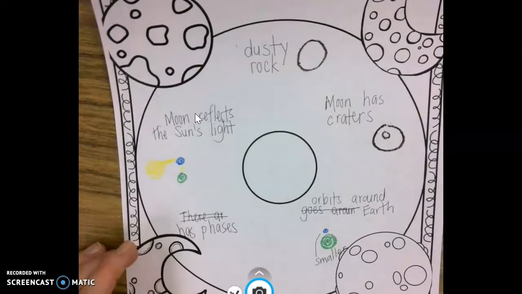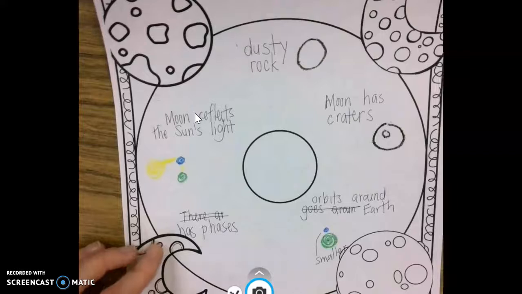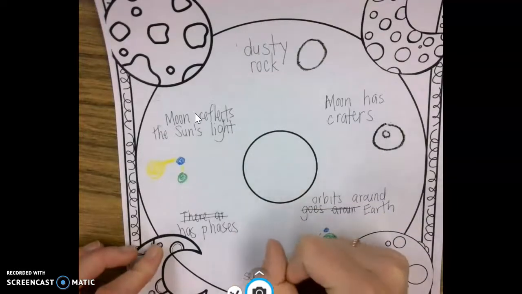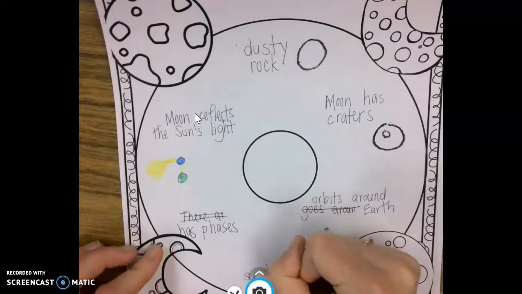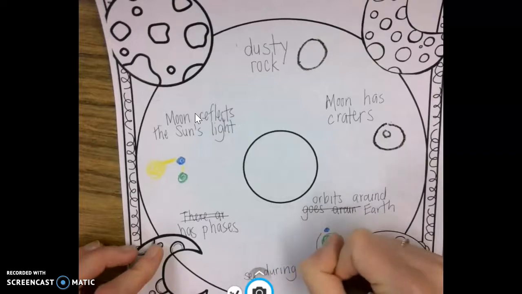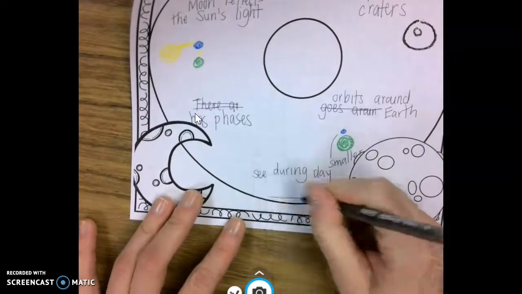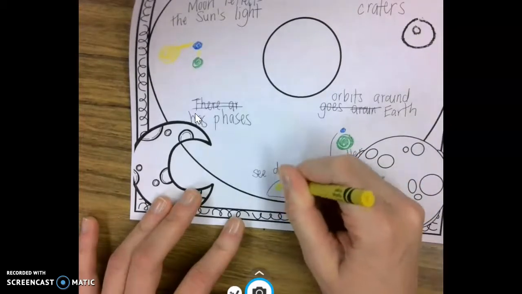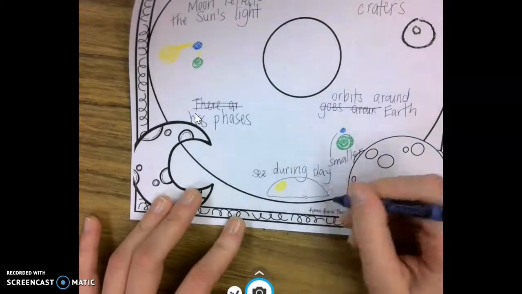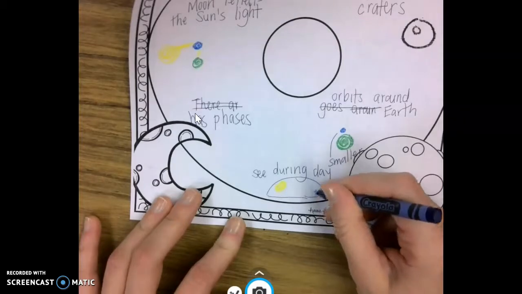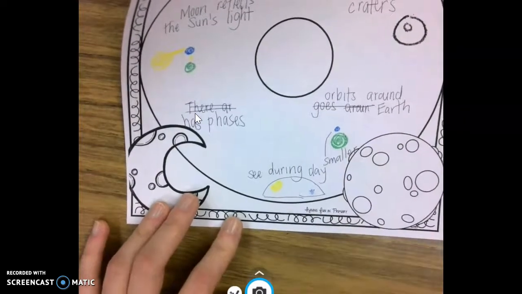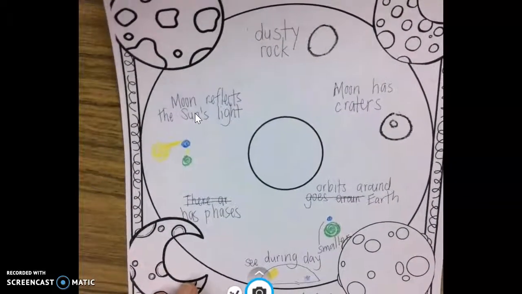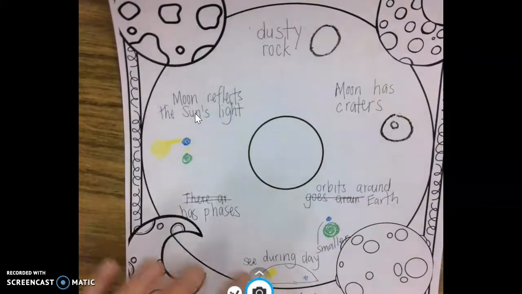Let's see, what else? Well, sometimes you can see it during the day. Okay, so sometimes in the sky, I'm going to draw this like it's the sky. Sometimes we have the sun, and then we can kind of see a little bit of the moon. Not very dark, just a teeny bit. Okay. So you can go ahead and pause this video to finish up your page.